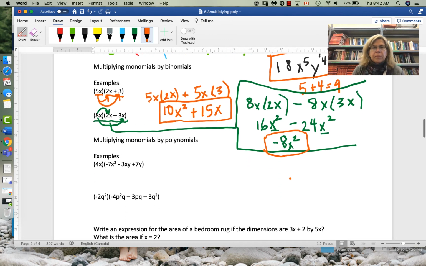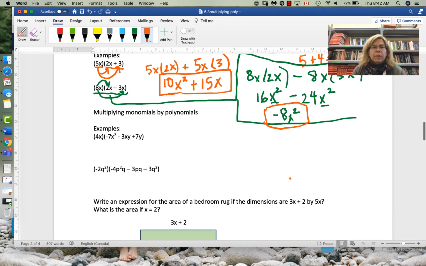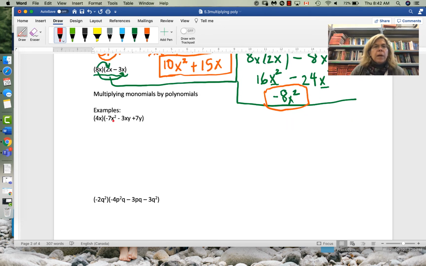Okay. Multiplying monomials by polynomials. All right, I'm going to have to give myself a little bit more room for this. Takes up a lot of space. Times minus 7x squared minus 3xy plus 7y. Okay. And just like we distributed above in a binomial, we're going to distribute here in a polynomial the same exact way.